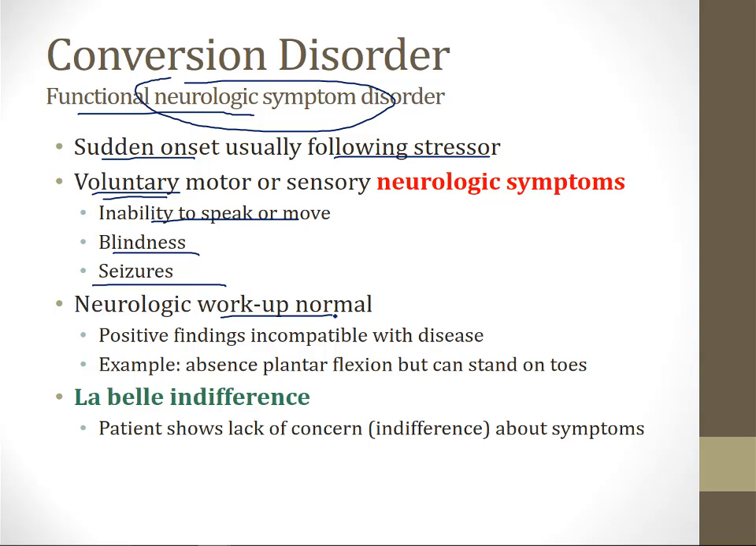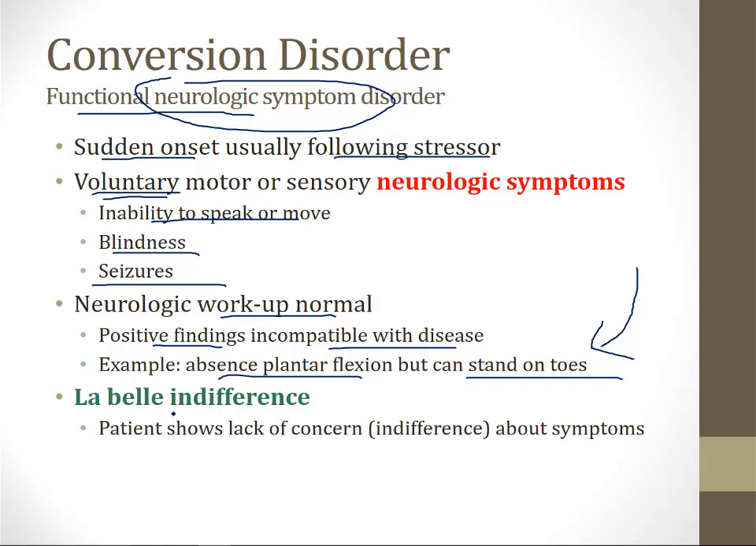A classic thing to see on exam is a positive finding that's incompatible with disease. So for example, if you ask the patient to lie on the table and they say that they cannot plantar flex, but then when you have them stand, they're able to go up on their tiptoes. This is incompatible with disease. If you can't plantar flex, you can't stand on your tiptoes. And this is the type of thing that you can see in someone who has a conversion disorder.